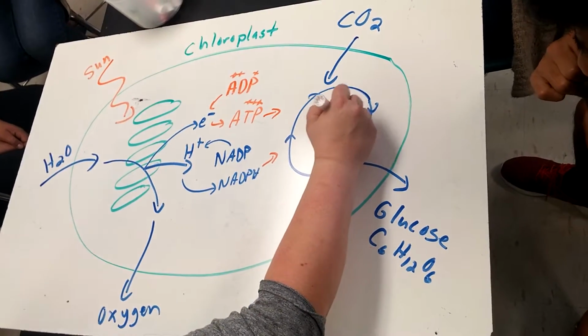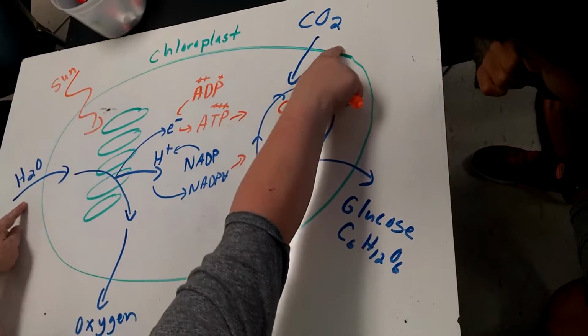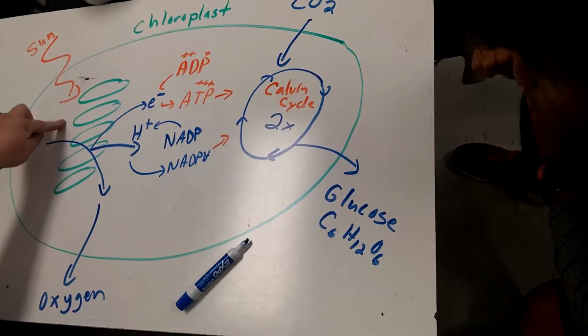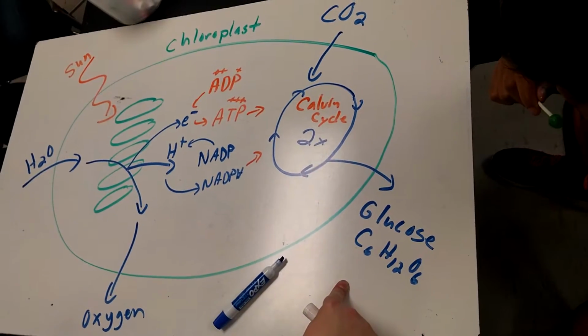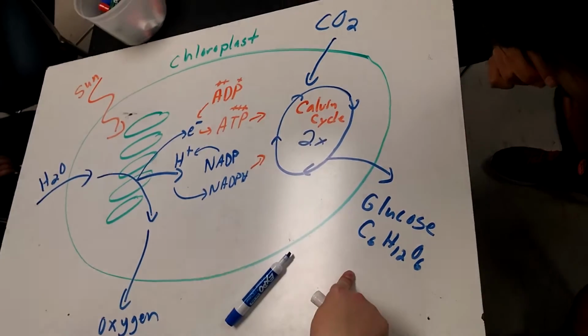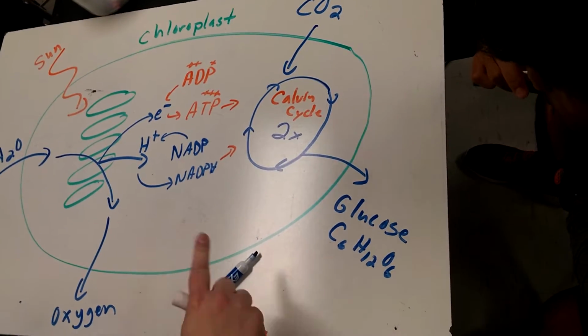Seems like I'm forgetting another piece to this. Okay, so water and CO2 go in. Sunlight energy gets it all rolling. The plant releases oxygen, and we make glucose in the end. And again, I think I'm missing something important, but I don't know what it is. But this is good enough.